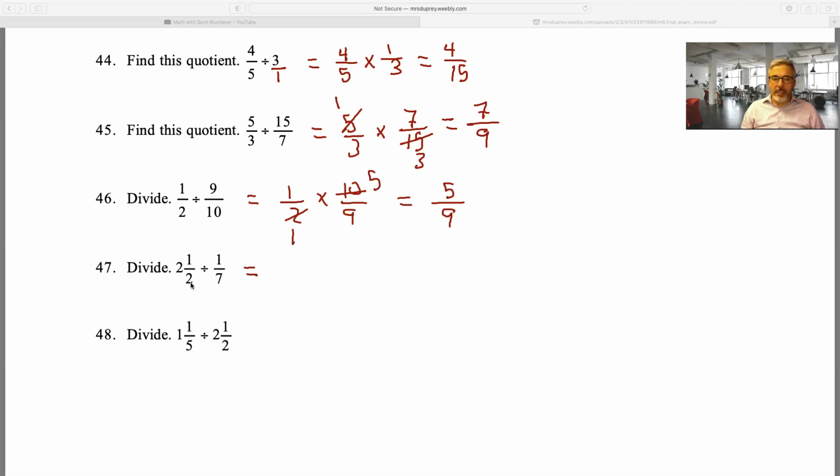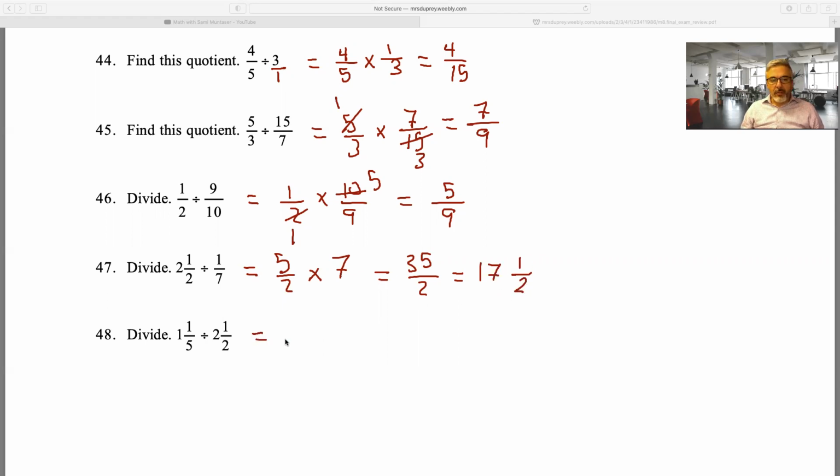Dividing, we have to change to improper fraction. 2 times 2 is 4 plus 1 is 5, so that makes it 5/2 times, and we have to flip this, so that's 7/1. I'm just going to write 7. You cannot reduce, so you just multiply the whole number to the top, and you get 35, and you have 2 underneath. If you wish to change it to a mixed number, 2 goes into 35 17 times, 17 times 2 gives you 34, and therefore there's 1 as a remainder. So it's 17 and 1/2.